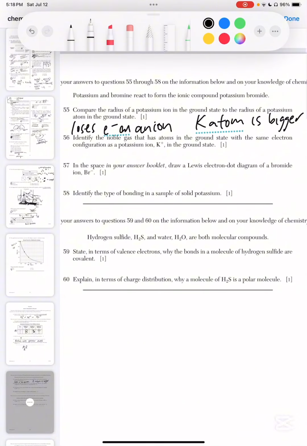Identify the noble gas that has atoms in the ground state with the same electron configuration as a potassium ion in the ground state. This one would just be argon, because potassium is element number 19, right? If it loses one, it becomes 18, and argon is element 18. You can also just look back and count in your periodic table, because you have that available to you. It's very, very handy.